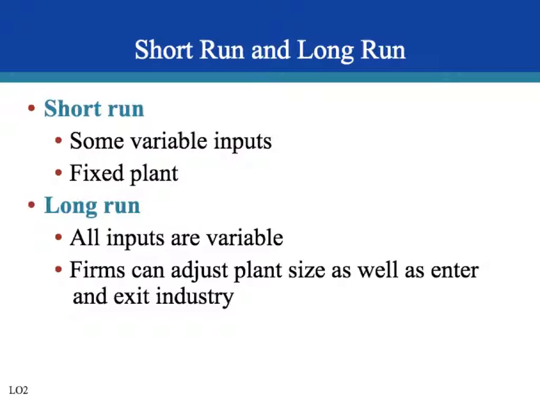Firms can adjust their plant size, but they can also enter and exit the industry. So new firms can enter the industry and firms that aren't doing so well can exit the industry. Whereas in the short run, if a firm is not doing so well, then they can shut down, but they cannot exit. Normally, they are bound by a lease, and so they have to finish out their lease before they can exit. So in the short run, they can shut down, but no firms can enter or exit.